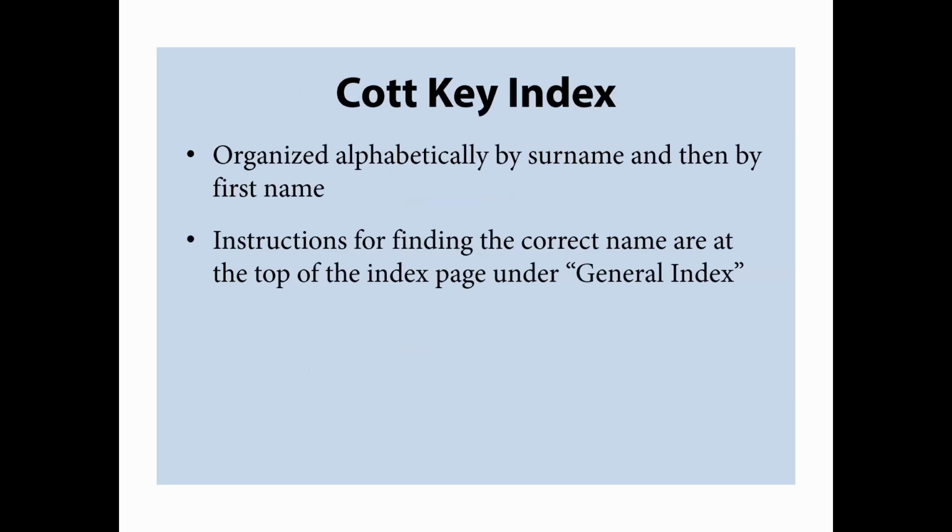And they had a number of different indexes that we'll talk about. One of the more common ones is known as the COT key index. That's when we organize it by surname and then by first name. And there is a guide sheet that you can use at the top under a general index so you can locate the name.